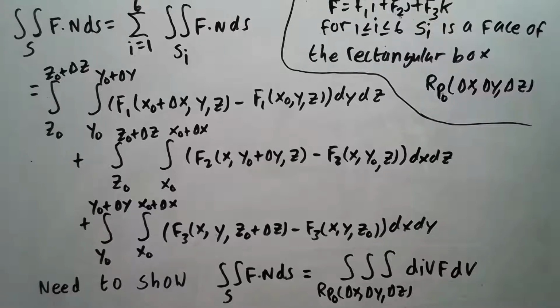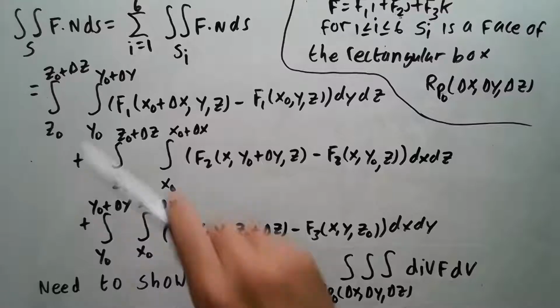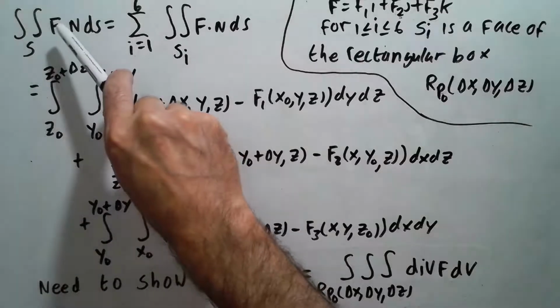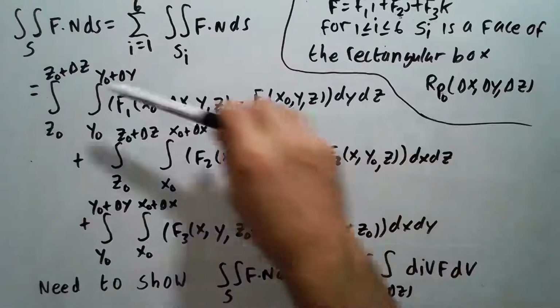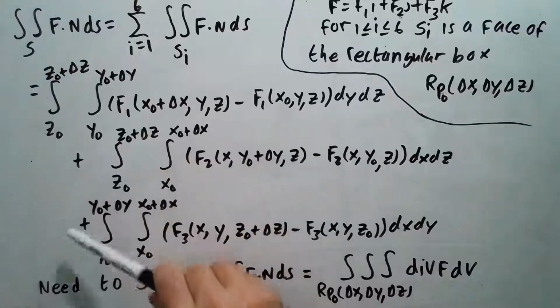Okay, so this is part 2 of our divergence theorem proof for a rectangular box. In the first part of the video, we showed that the flux of our vector field F through the faces of the rectangular box was given by these three double integrals.